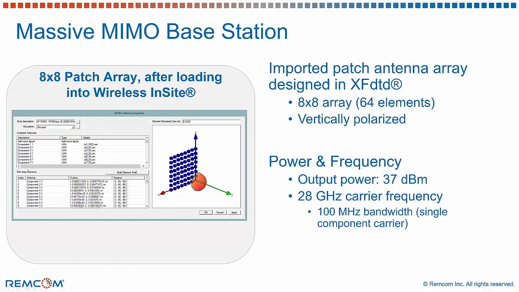So looking a little closer at this array, we've imported the array. It's vertically polarized in each of the elements. We then assign an output power. In this case, we've assigned 37 dBm for the power. We've given it the frequency of 28 gigahertz and the single component carrier. As we'll discuss later, we're going to do analysis of a single component carrier, but the work that we do could be extrapolated to multiple component carriers and carrier aggregation.